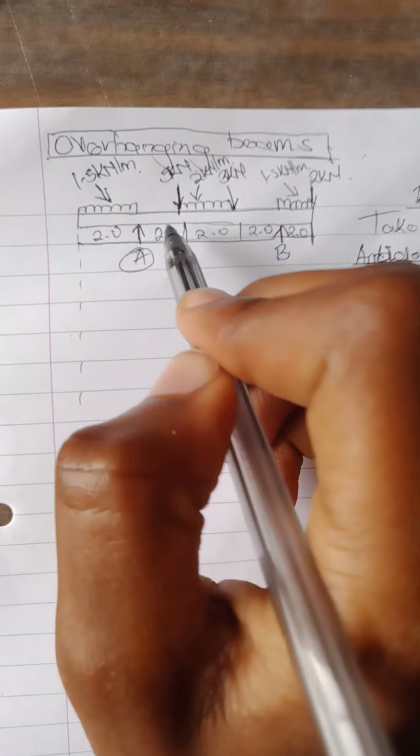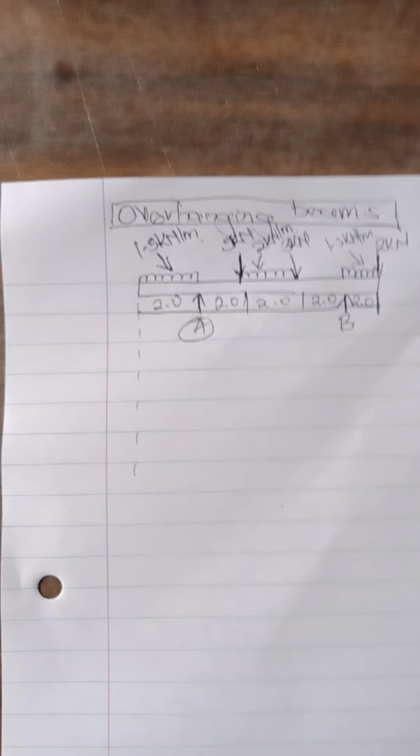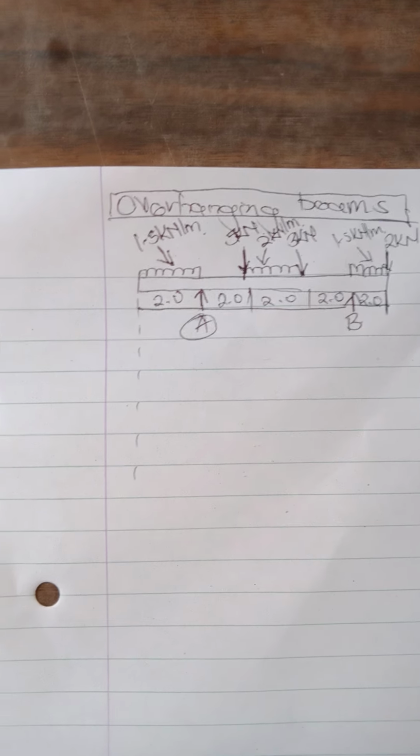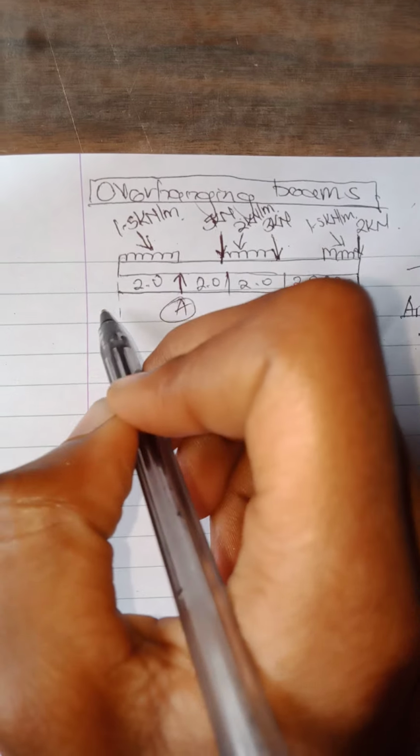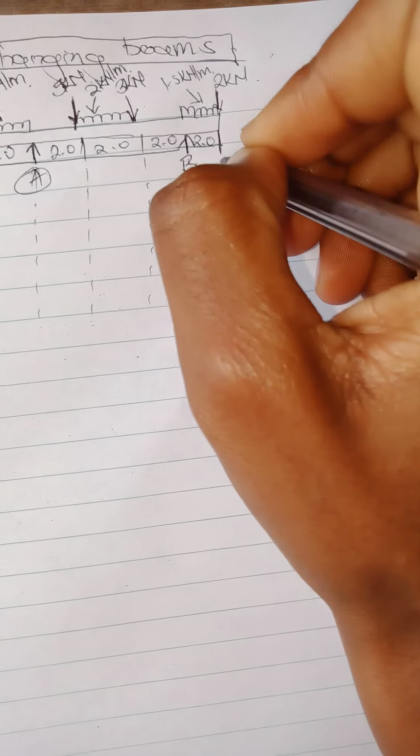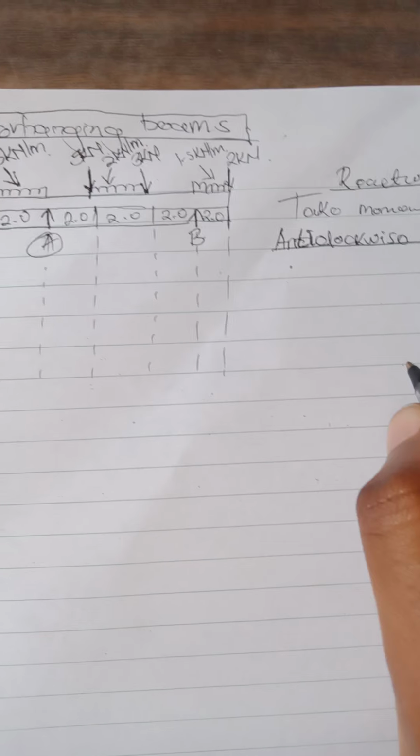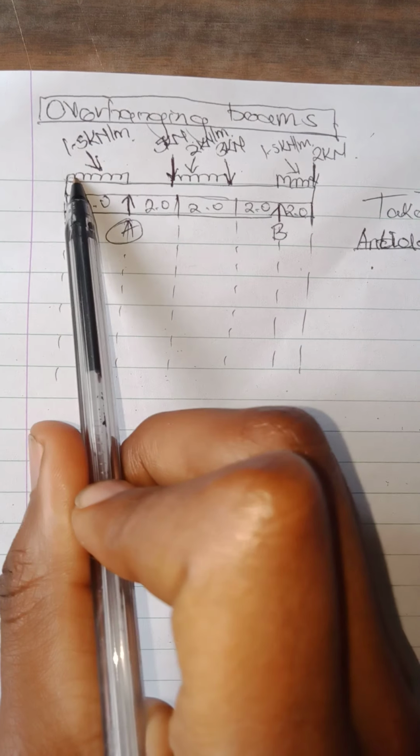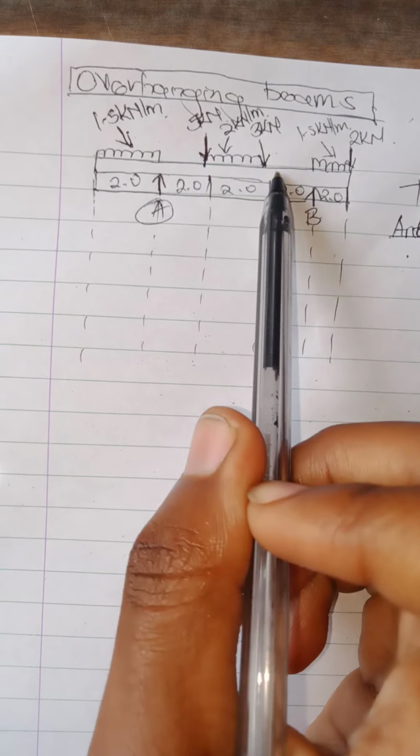Hello, this is an overhanging beam. It's an overhanging beam that we need to calculate and draw the shear force diagram and the bending moment diagram. So we had already tackled everything. This is the UDL and point loads.